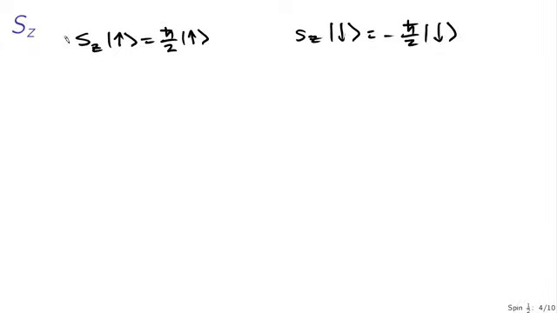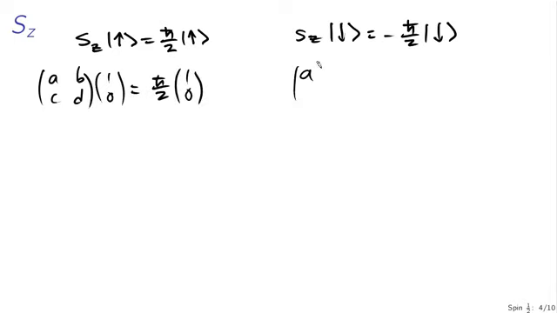Similarly to the last slide, we can write out matrix representations of this. So some unknown A, B, C, D, and these are now different A, B, C, D from the last slide, acting on 1, 0 gives us h bar over 2, 1, 0, or A, B, C, D. Now these A, B, C, Ds are the same as these A, B, C, Ds, since we're considering the same operator. Acting on 0, 1 gives us minus h bar over 2, 0, 1.